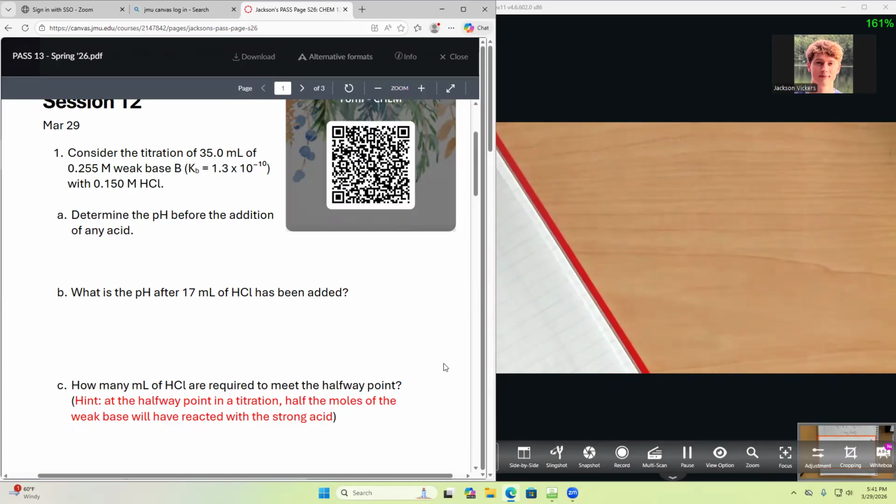So as a reminder, what units do we need to use when we're doing a BCA table? Moles. Yep. So that's the first step before we do anything else. We have to go from molarity to moles, and then we can do a BCA table.